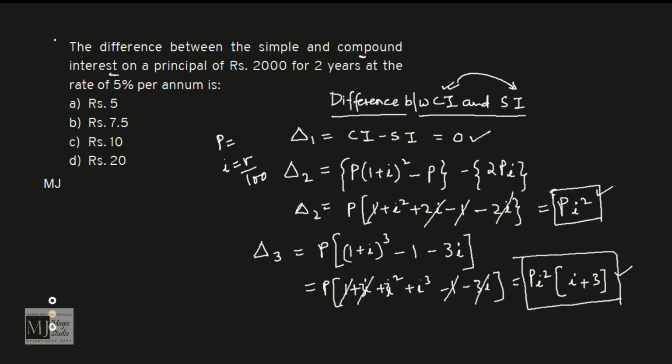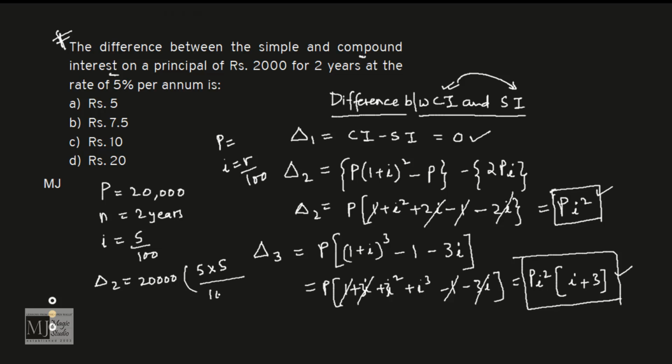Now, let's get back to our question. The difference between the simple and the compound interest on the principal, here principal is 20,000, for 2 years, n is 2 years, at the rate 5% per annum, that means i is 5 by 100. They're asking about delta 2. So delta 2 is simply P into i square, that is 20,000 into 5 by 100 into 5 by 100, isn't it?